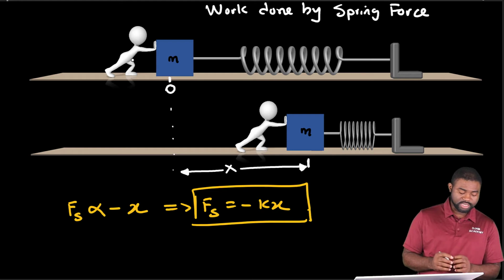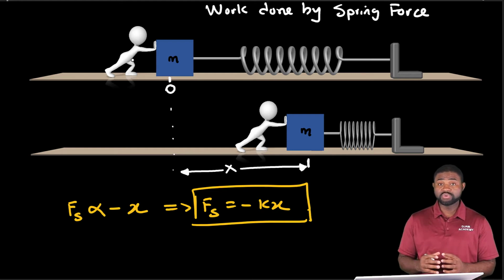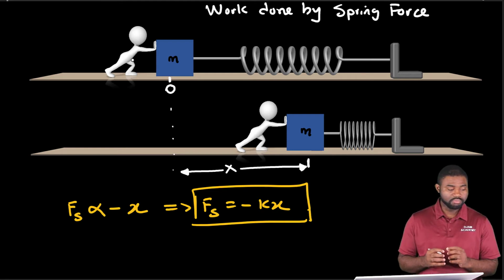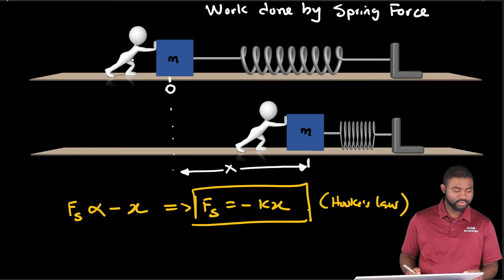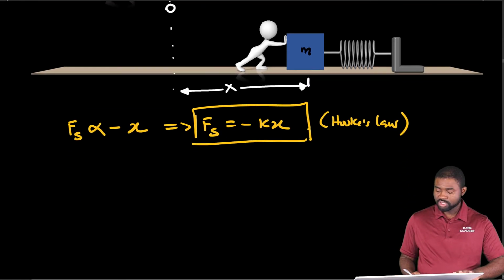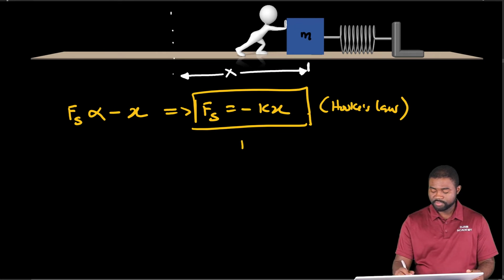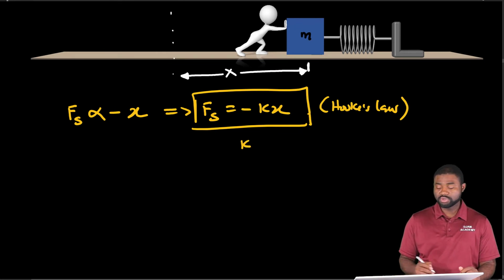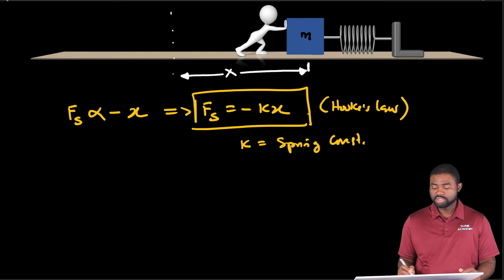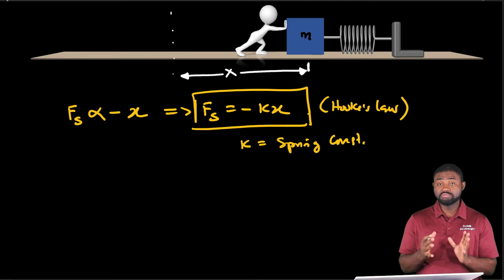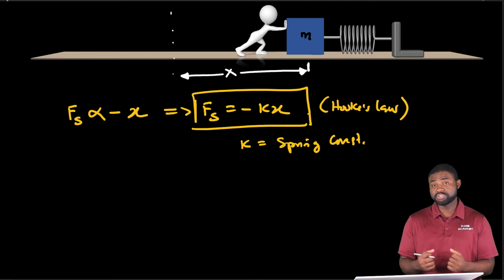Now, the next task will be for us to calculate the work done by the spring. This, my friend, is simply called Hooke's law. And the constant k is a positive constant known as the spring constant. The spring constant is a measure of the stiffness of the spring.